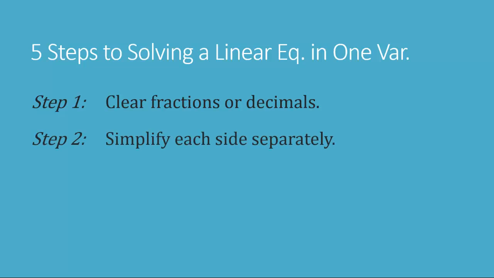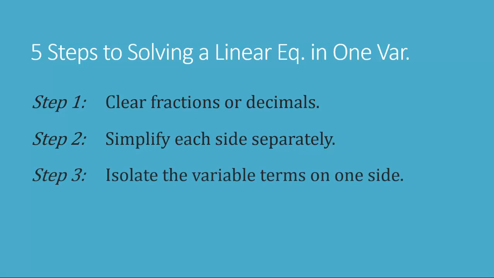Then you're going to simplify each side separately. Since this is an equation, you're always going to have stuff equals more stuff. We're going to look at simplifying each side on its own. So you simplify the left side first, and then you simplify the right side. Once you do that, then you go to step 3.